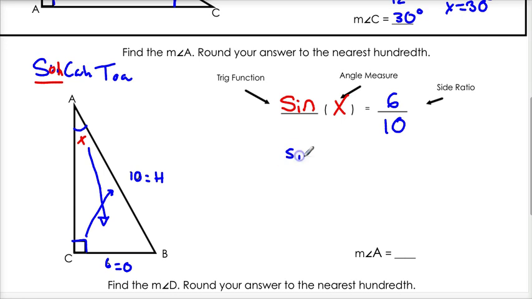I'm just going to rewrite this now. So the sine of x is equal to 6 over 10. And once again, all I'm going to do is use my inverse trig function, the inverse of sine, to get x by itself. So watch how I do that again.